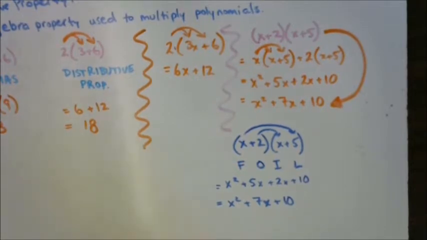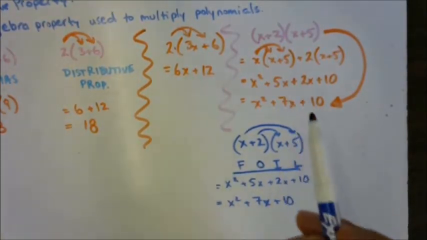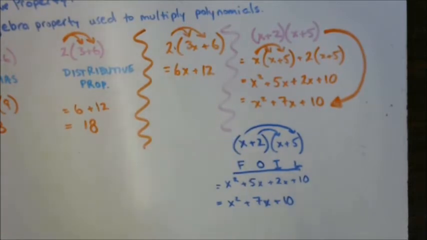FOILing is the application of the distributive property. And it works for monomials, binomials, trinomials. It works for all of them. Just if you're doing it with a trinomial, there are more terms to multiply by the other thing, so you're not actually FOILing. You're making sure that every single term in one bracket gets multiplied by every single term in the other set of brackets.